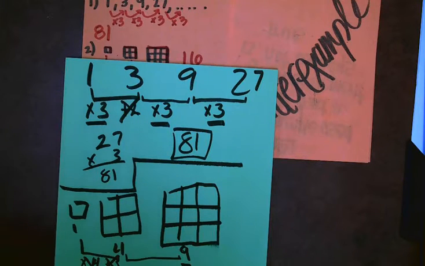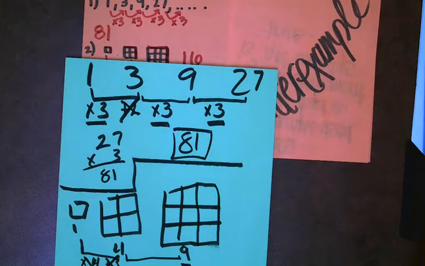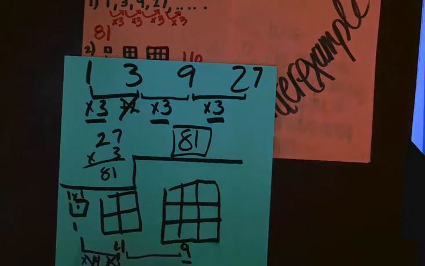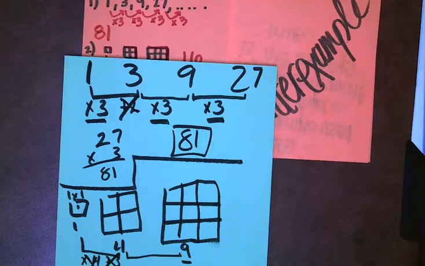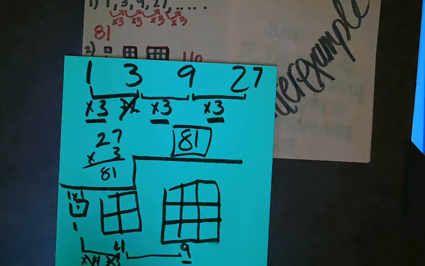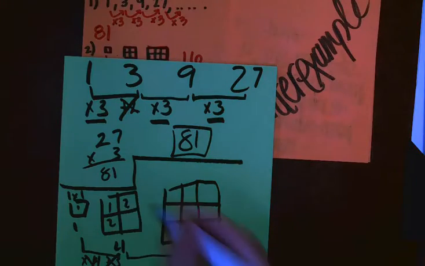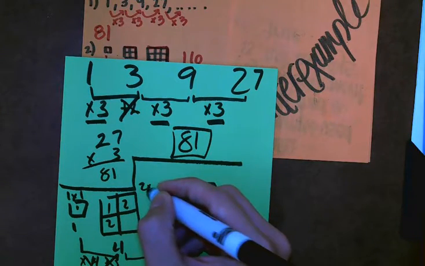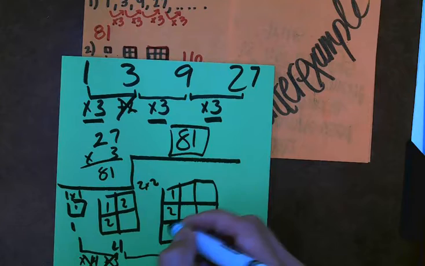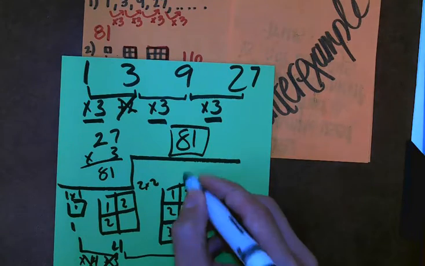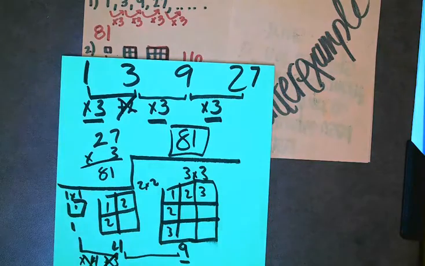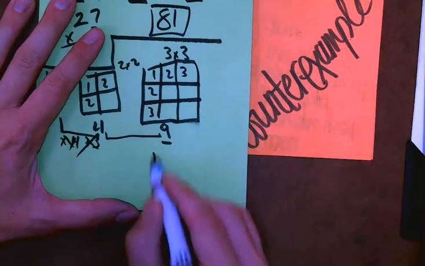Okay, so let's think of it a different way, though. This is a 1 by 1 square, right? It's 1 square by 1 square. This is a 2 by 2 square. This is a 3 by 3 square. So what do you think the next one's going to be? 4 by 4. A 4 by 4 square. It's going to look something like this.